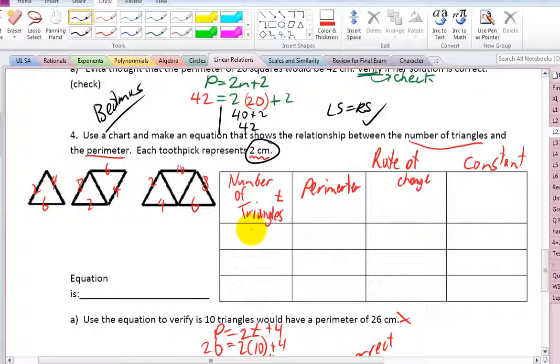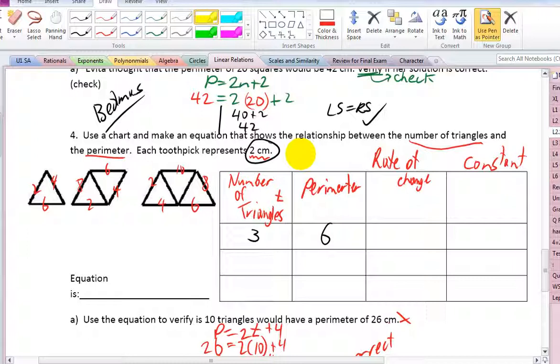There's 3 in the first triangle. But the perimeter would be 3 times 2, so the perimeter is 6 centimeters. Right? Each toothpick is 2 centimeters. So right here, each toothpick is 2 centimeters. Go ahead, fill out the table, find the equation.